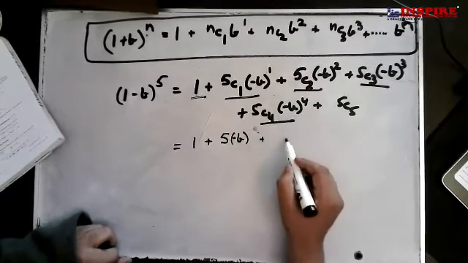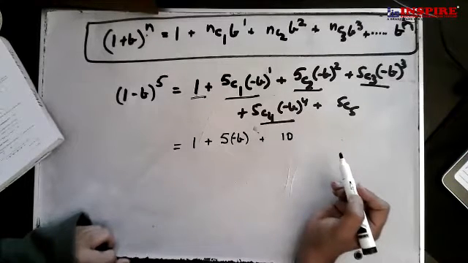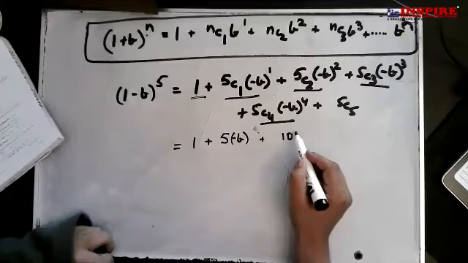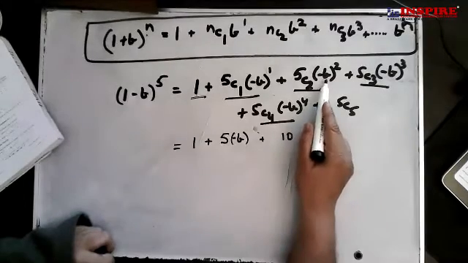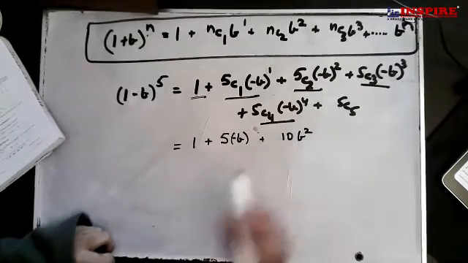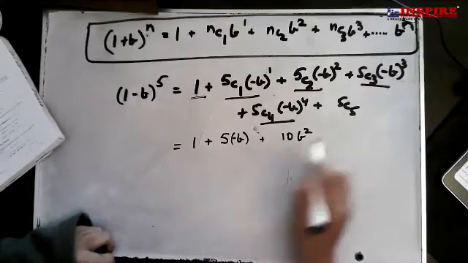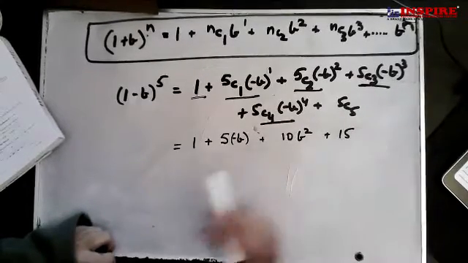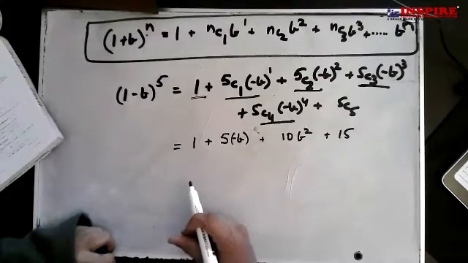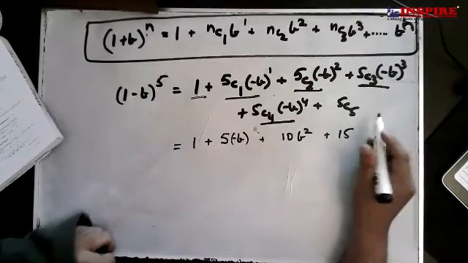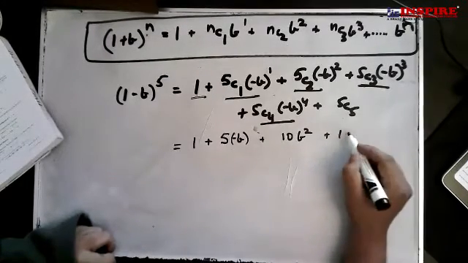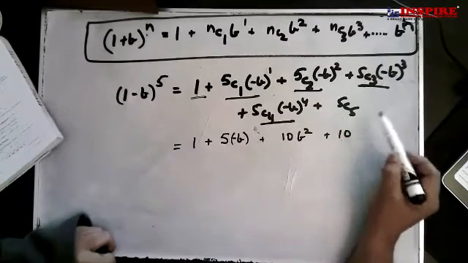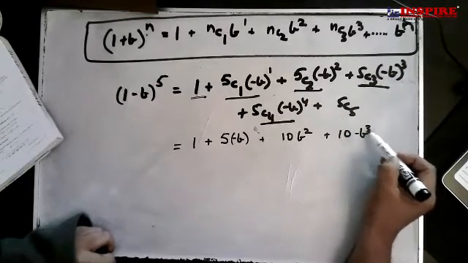Plus 5C2 is a 10. Check it out. And minus b squared is b squared. Plus 5C3. Is it 15? Note 5C3 is also 10. 5C3 is 10. And minus b cubed is minus b cubed.